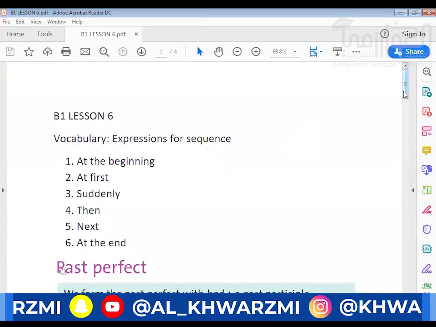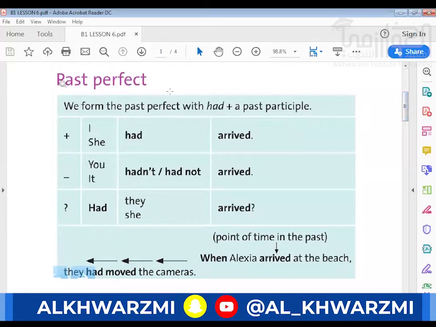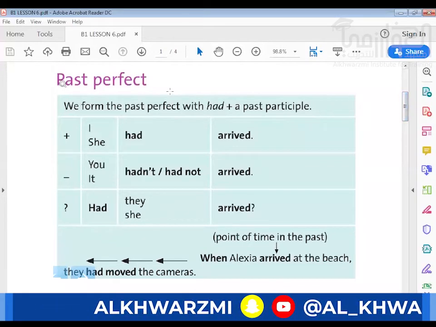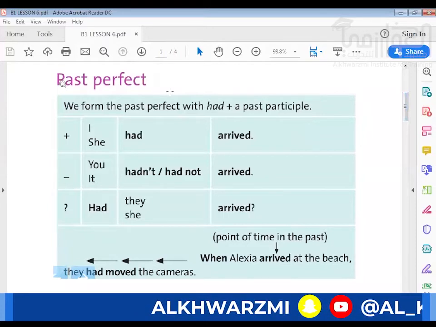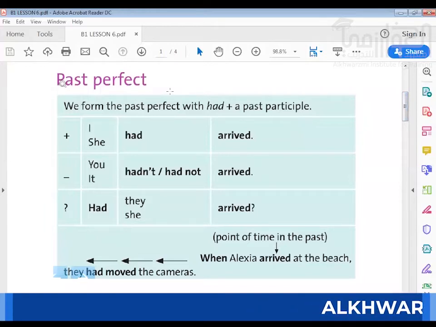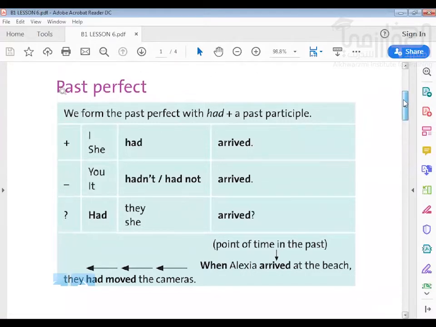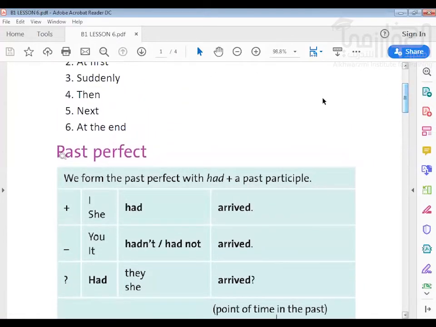And with the grammar, we have what we call the past perfect. First, when do we use the past perfect? Now, when you have two events all in the past, one of them might happen before the other one. So any two events in the past, the one that happened first, that is the one we use the past perfect. Let me show you an example with a sentence here.